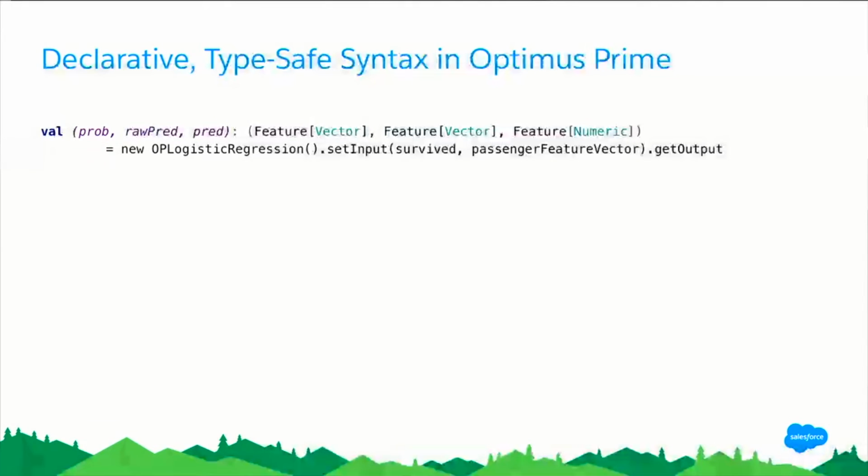Yeah, so in contrast in Optimus Prime, this is how I would define the logistic regression estimator. I would set exactly the input columns that I want, and thanks to the type safety, I know exactly what output columns to expect, a tuple of three features, vector, vector, and numeric.